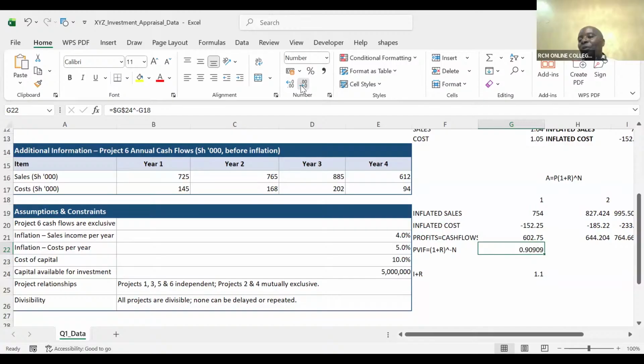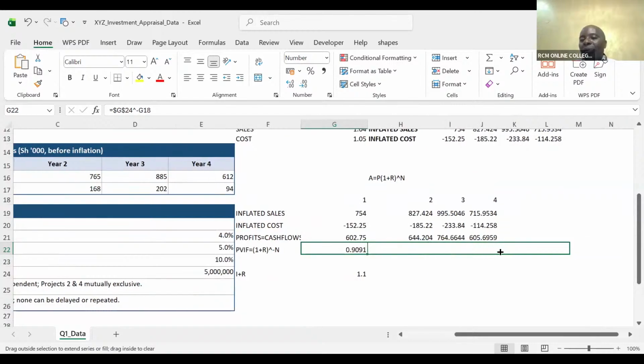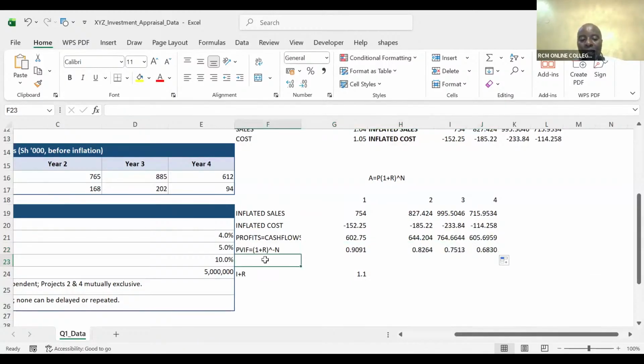Yeah, four decimal places. So I have my PVIF there. Once I have this PVIF, ladies and gentlemen, I can autofill so nicely up to year number 4. And then you are able to have straight away the discounted cash flows, DCFs.